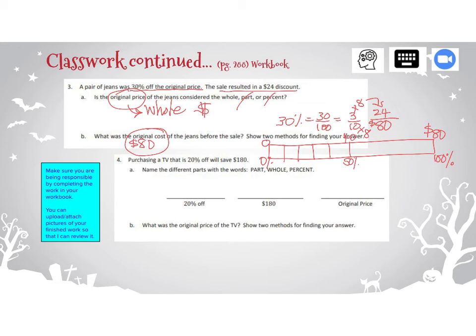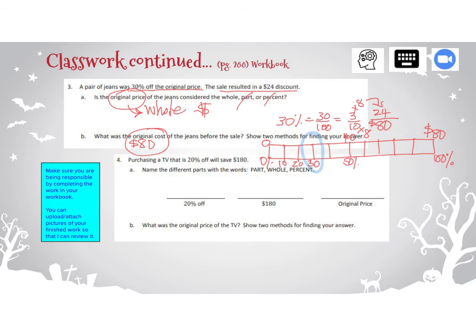So 50, 60, 70, 80, 90, and there's 100. They wanted to know, so if half, let's see, they said 24%. So here's 10, 20, 30%. What I want to look at is what goes with the 30%, right? Because they told me it should be 24.